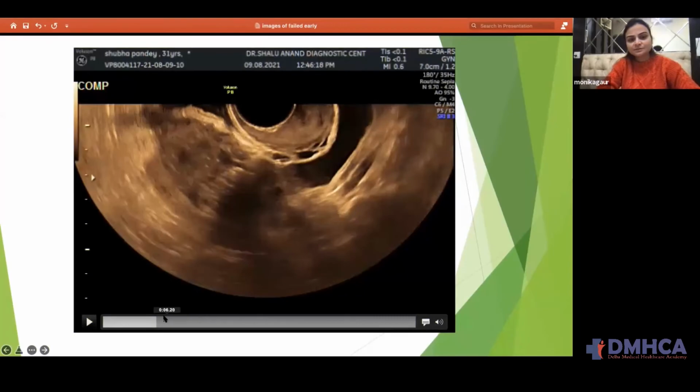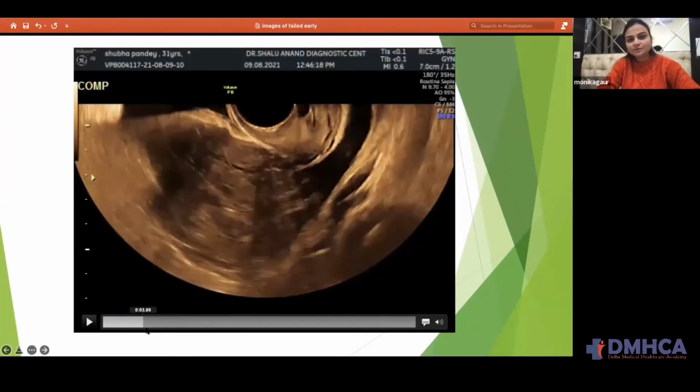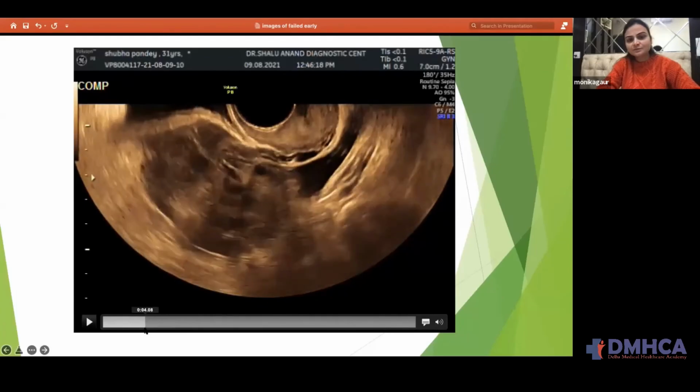We see the uterus and the cavity appears to be empty. We go left and we see the ovary here.